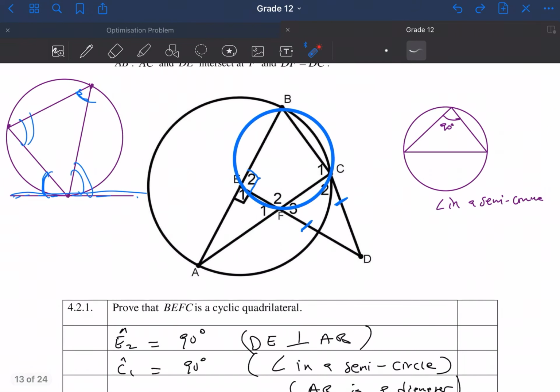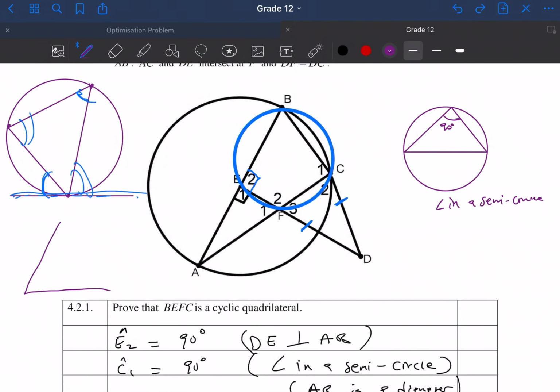Firstly, we need to see that C2 is equal to F3. C2 is equal to F3, right? Why C2 is equal to F3 is because of this. So there isn't a theorem, just another quick revision.